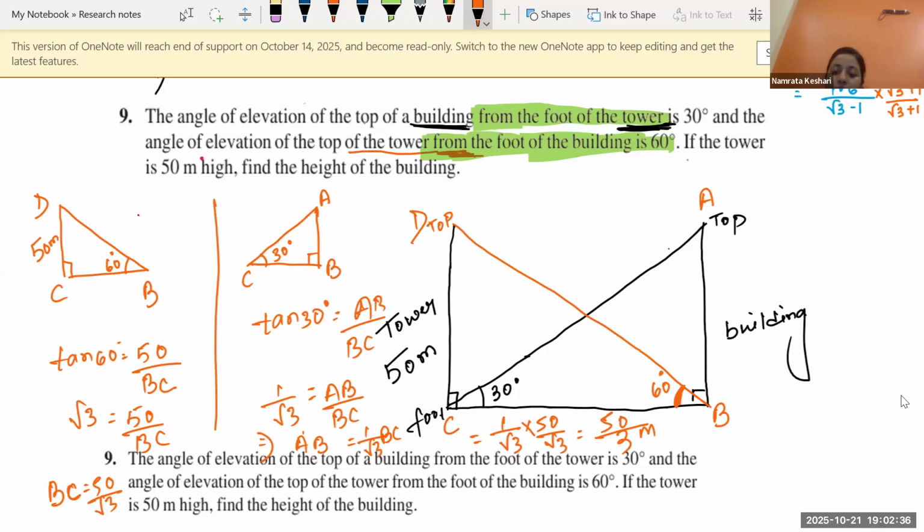Okay, so step by step, when you know how to approach questions from here, then you can solve any questions related to applications of trigonometry.